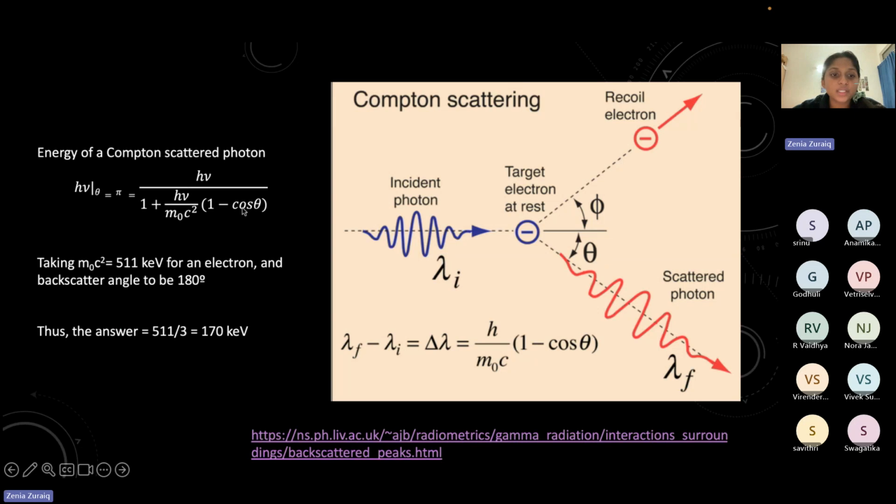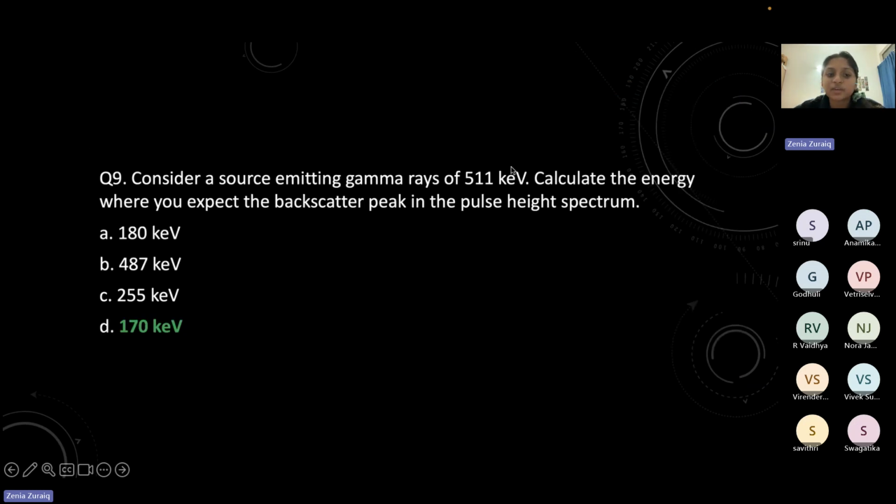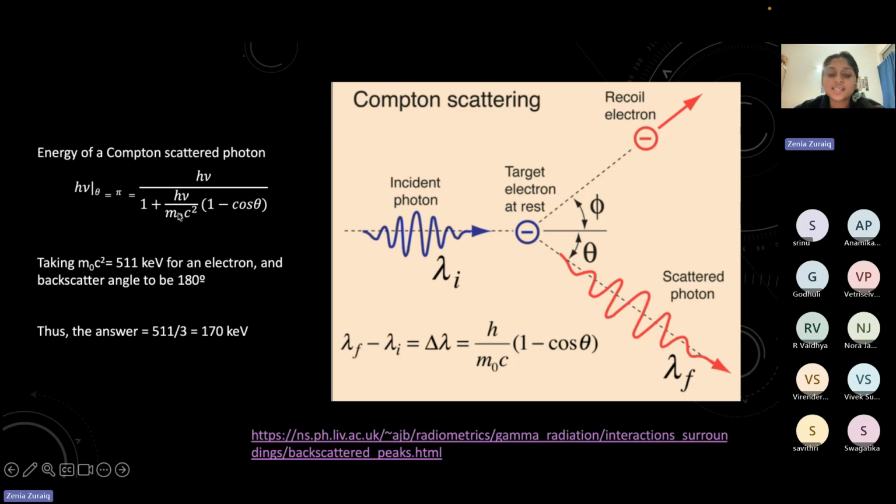So if we substitute 180 here, this is going to give me 1 minus minus 1. So that is going to be 2. So this is h nu divided by 1 plus 2 h nu by mc squared. And the nice thing is that they have actually given us 511, which is exactly the same as mc squared. And here mc squared is of an electron because Compton scattering is usually considered between an electron and a photon.